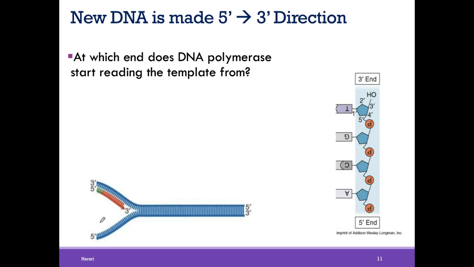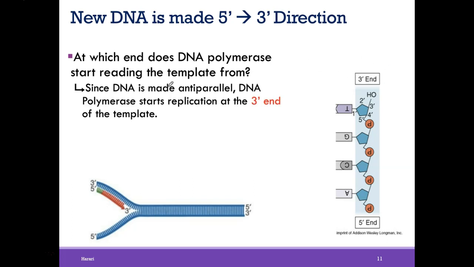So with that said, at which ends of the template does DNA polymerase start reading from? So if DNA polymerase can only make new DNA from 5' to 3', it has to start toward the 3' end of the template. Right, so if here's DNA polymerase, since DNA is made anti-parallel, DNA polymerase must start replication at the 3' end of the template. And this makes sense, because DNA polymerase only knows how to make DNA 5' to 3'. It can't start here, because then you're going to have a 5' and a 5' next to each other, and we can't have that happen. So DNA polymerase cannot start at the 5' end of the template.